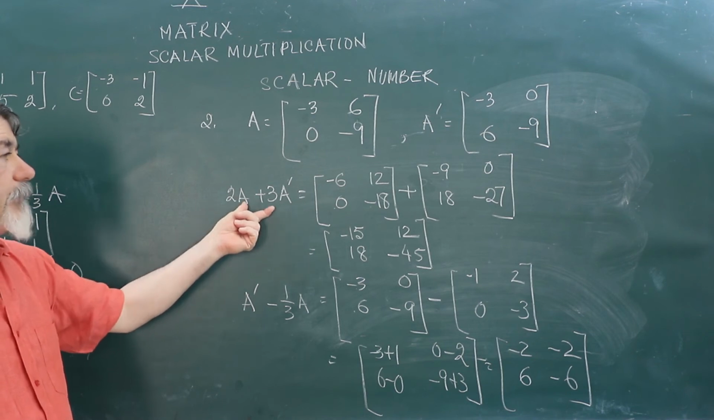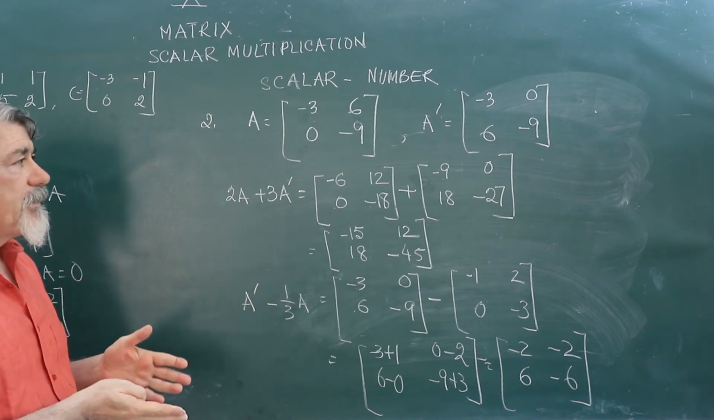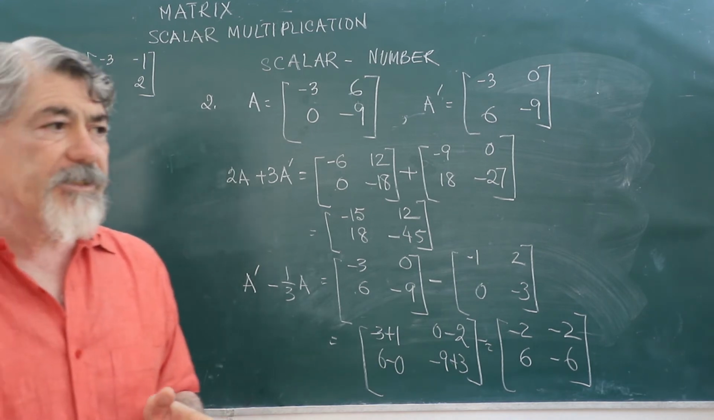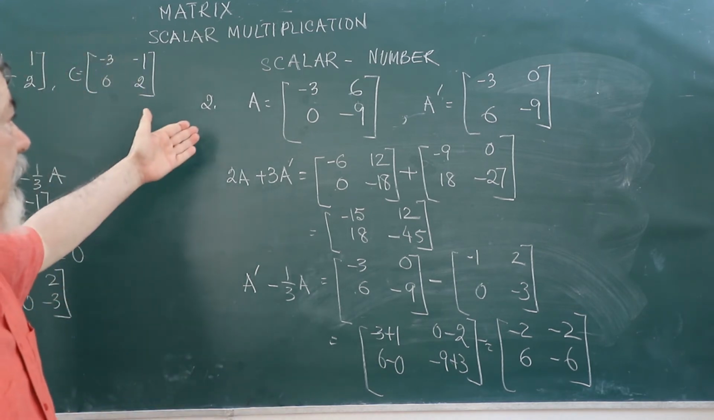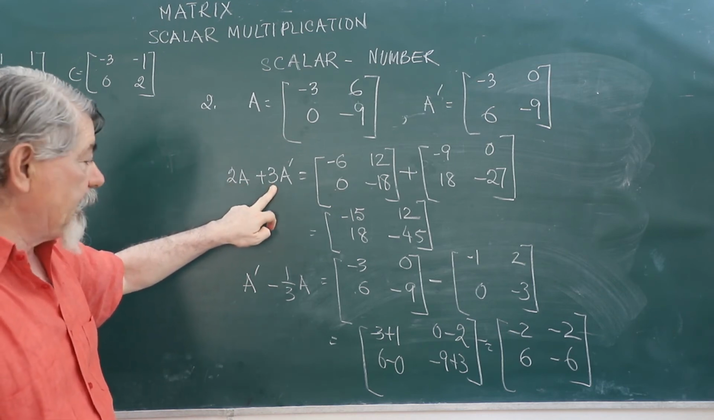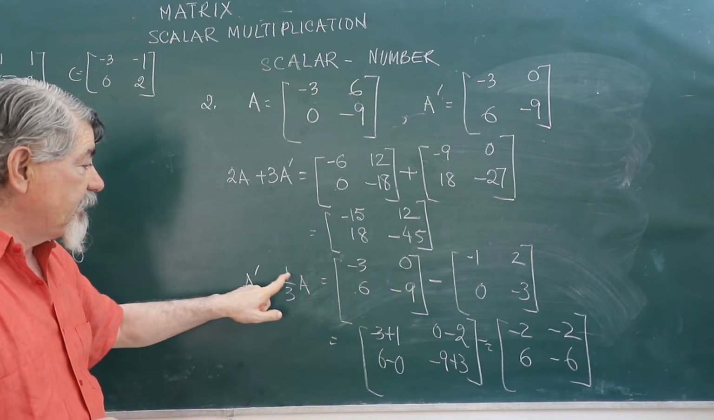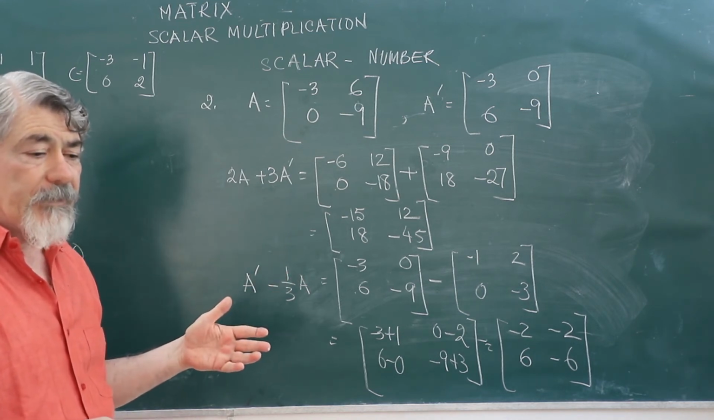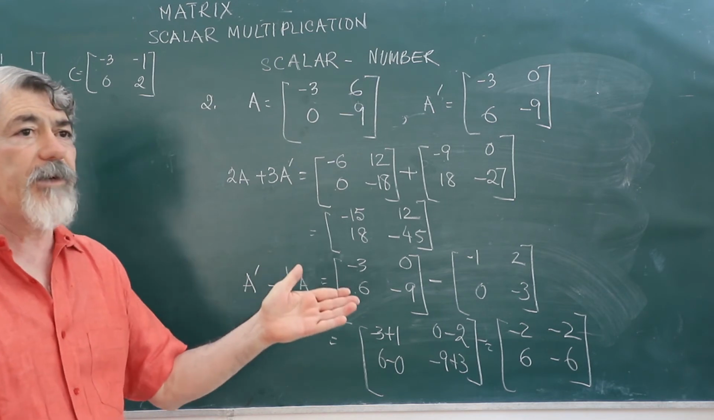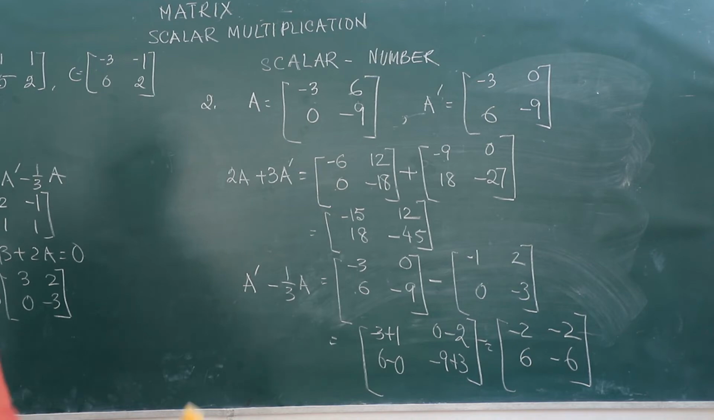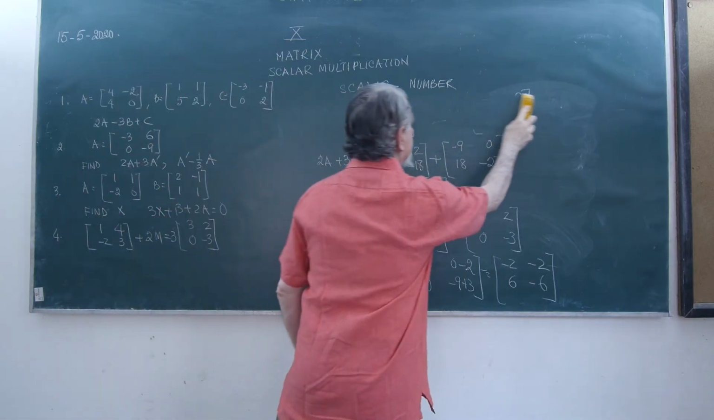Here you get 2A plus 3A dash. The purpose is to show you the multiplication of a matrix by a scalar. Like 2 is multiplying A, or 3 is multiplying A dash, or A is being multiplied by 1 upon 3. 1 upon 3 multiplication means each element will be multiplied by 1 by 3 or divided by 3. Let us see question number 3.